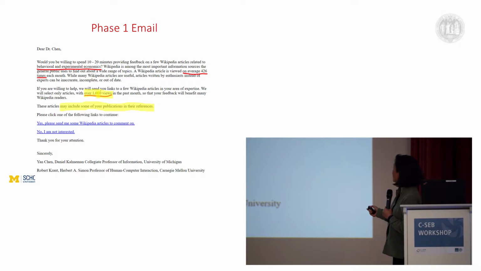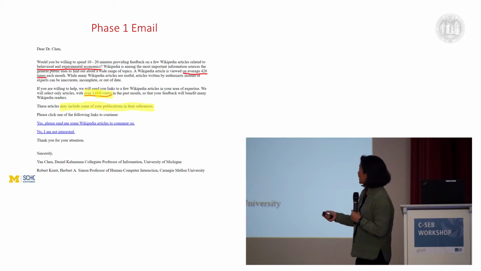And we say a Wikipedia article is viewed on average 426 times each month, which is true, which anchors your belief. And we say while many Wikipedia articles are useful, articles written by enthusiasts rather than experts can be inaccurate, incomplete, or out of date. The next paragraph implements the treatment.